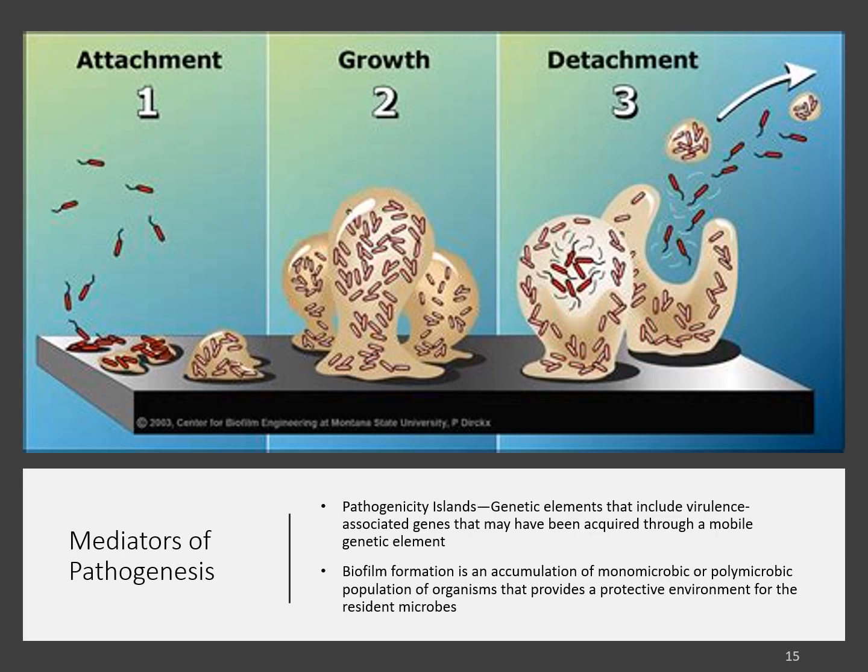Some mediators of pathogenesis include a pathogenicity island or a biofilm formation. And so with your biofilm formation, there's an accumulation of a monomicrobial or polymicrobial population, so one organism or multiple organisms, that will start to provide a protective environment for the organisms that live in that little cluster.